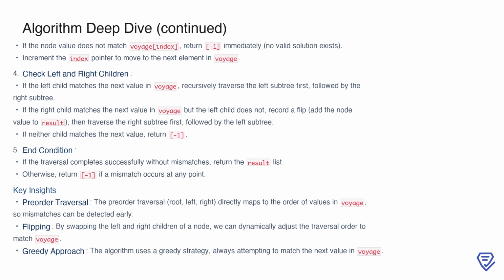However, if the right child matches the next value but the left child doesn't, we record a flip by adding the node value to the result list. We then prioritize the right subtree first, followed by the left. If neither child matches, we return -1, since it's impossible to align the traversal. The traversal ends successfully if we process all nodes without mismatches, and in that case, we return the result list. Otherwise, any mismatch at any stage results in -1.